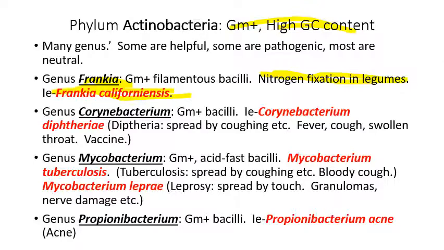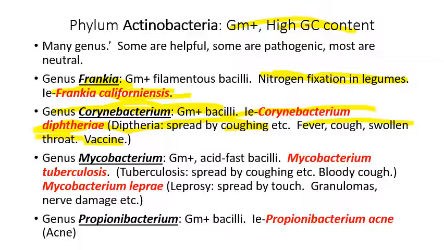The genus Corynebacterium, example Corynebacterium diphtheriae, causes diphtheria, which is spread by coughing and is characterized by a fever, a cough, and a swollen throat. There is a vaccine against diphtheria. Generally, you don't take the vaccine unless you live in an area where diphtheria is common.